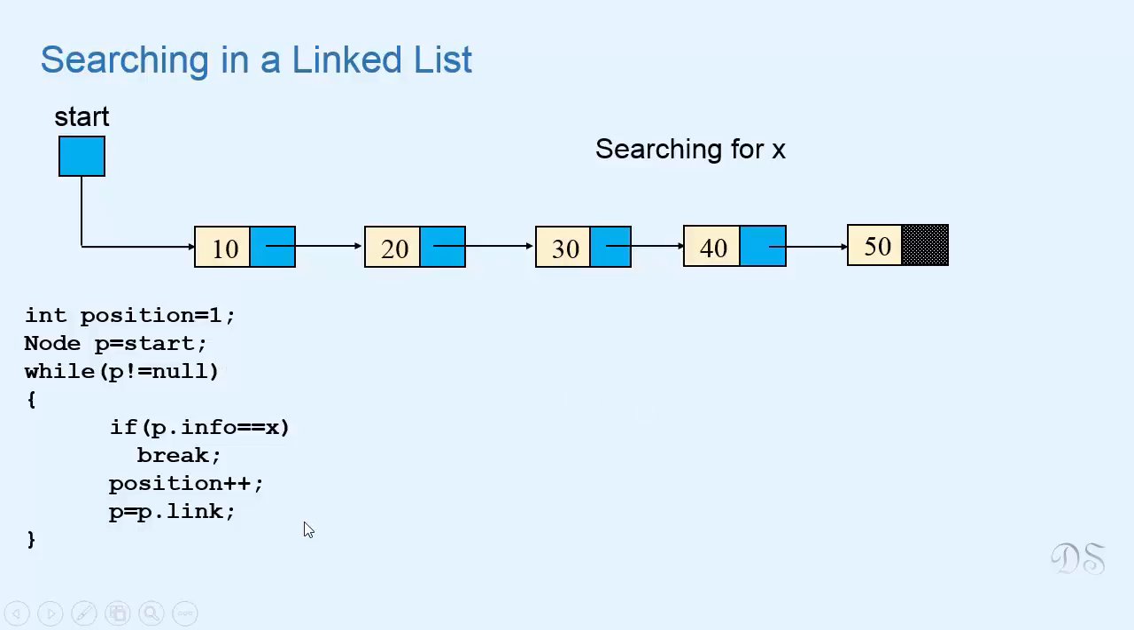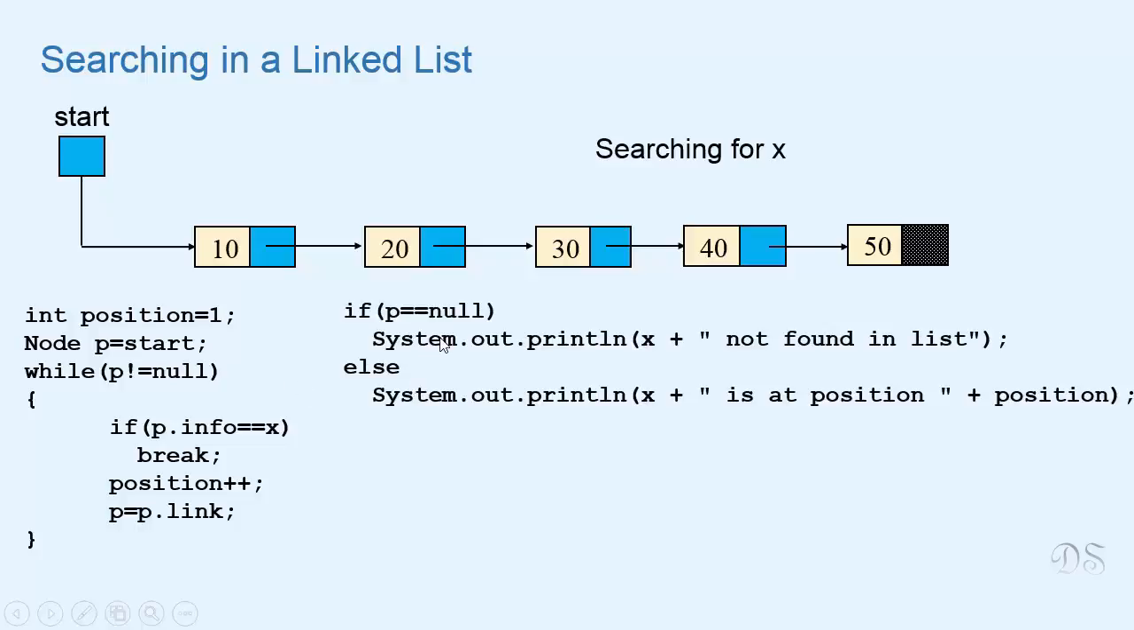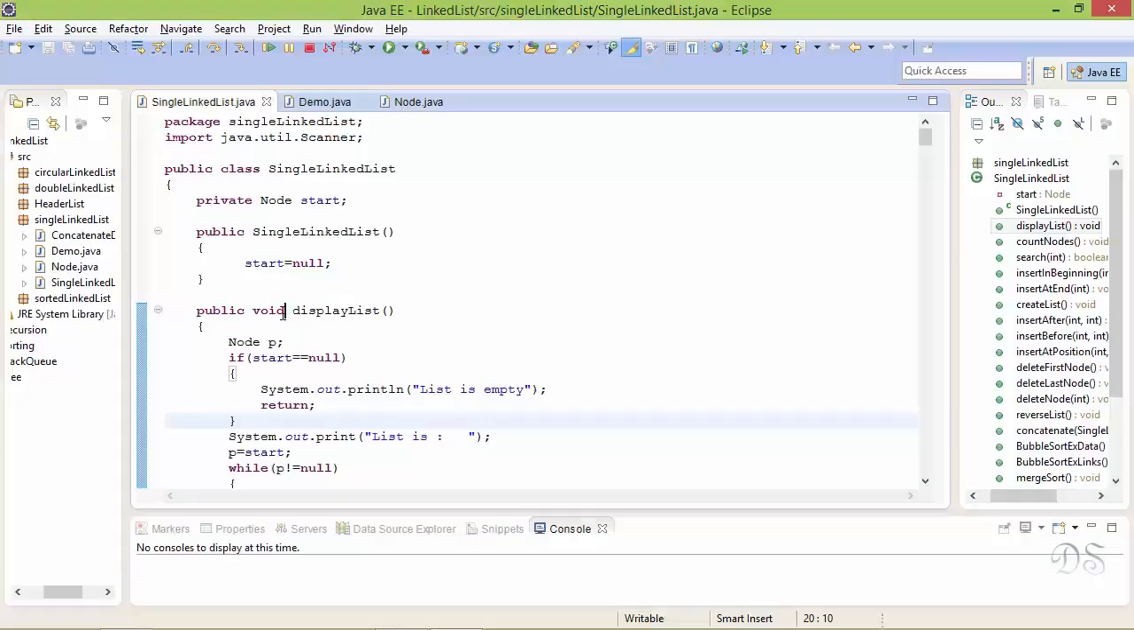Now this loop can terminate in two conditions. One when element x is found and break is executed, and one when x is not present in the list and we reach the end of the list and P becomes null. So after this loop terminates, if P is null, it will mean that x is not present in the list. Otherwise, value of this variable position will give us the position of the node that contains x.